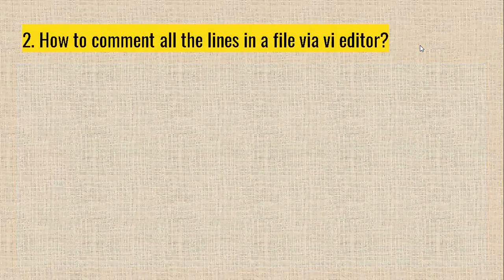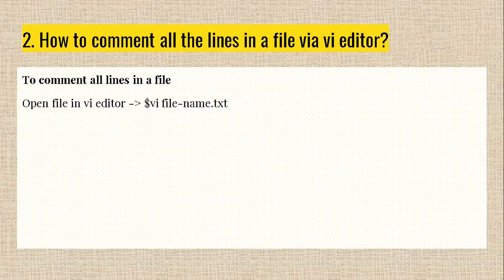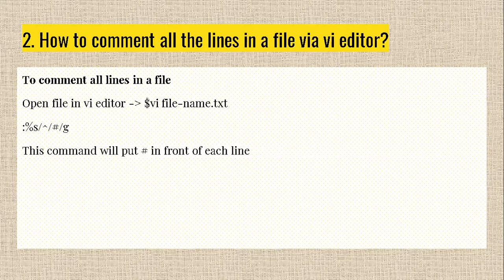The next question is how to comment all the lines in a file via the vi editor. First open the file, and then run the command :%s/^/#/g. Once we run this command, we will see that wherever a line was starting, a hash was added there. To comment only a few lines, we can specify those lines after the colon, and we don't need to mention %. Percentage means everywhere you want to replace, but we want to select only a few lines, so you can mention those lines and make the changes.